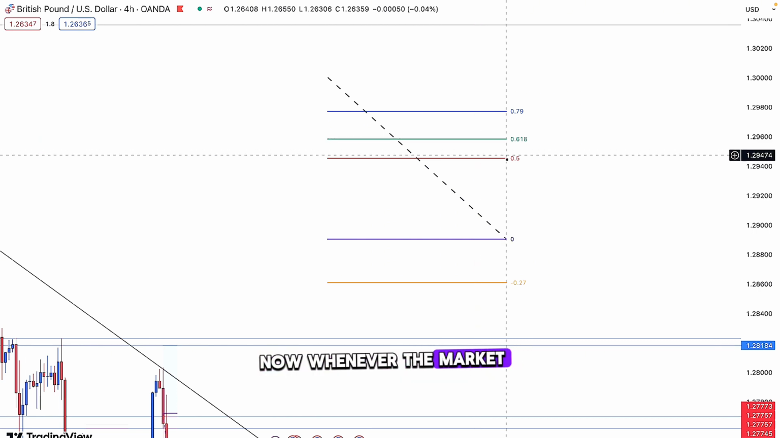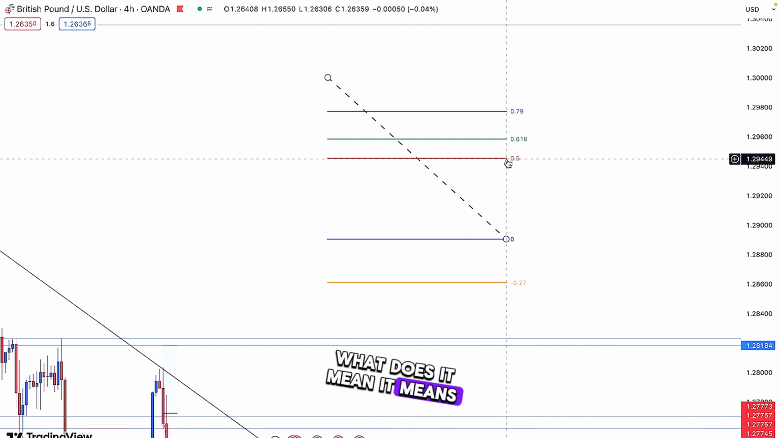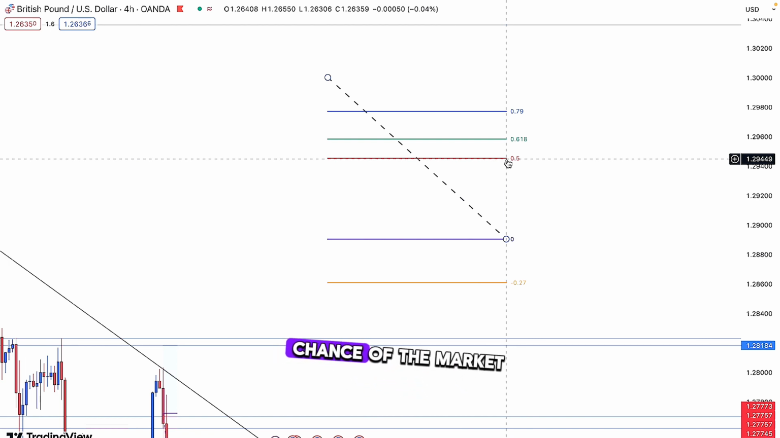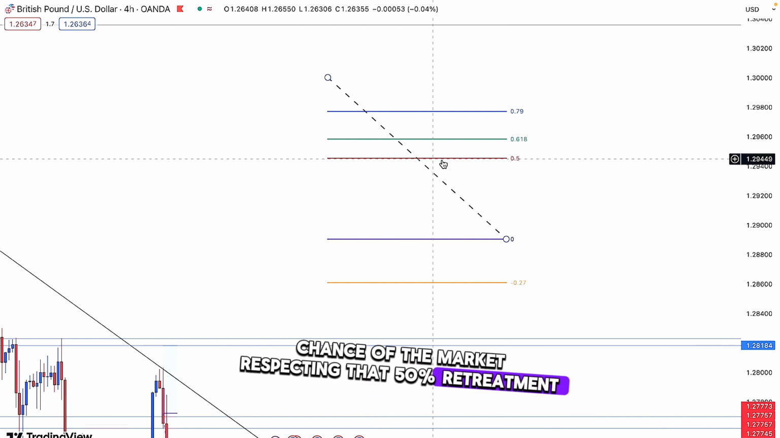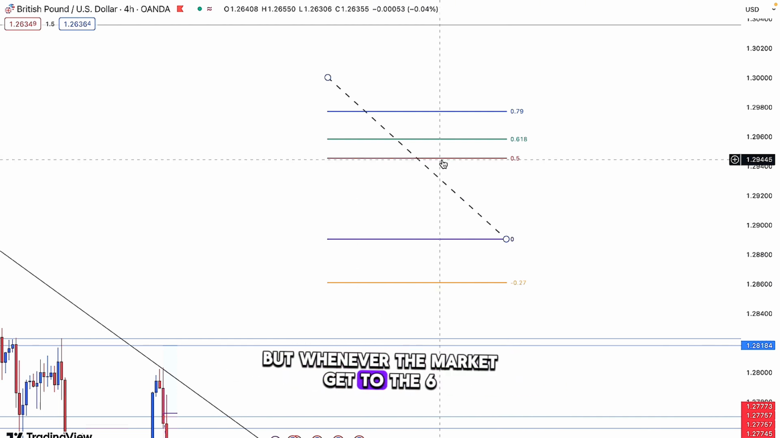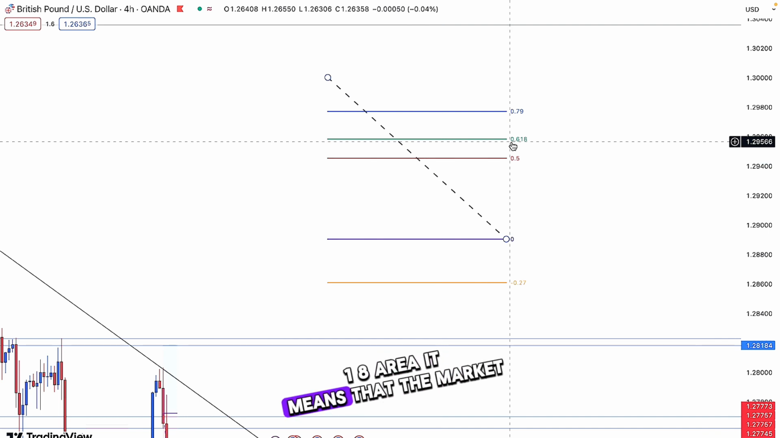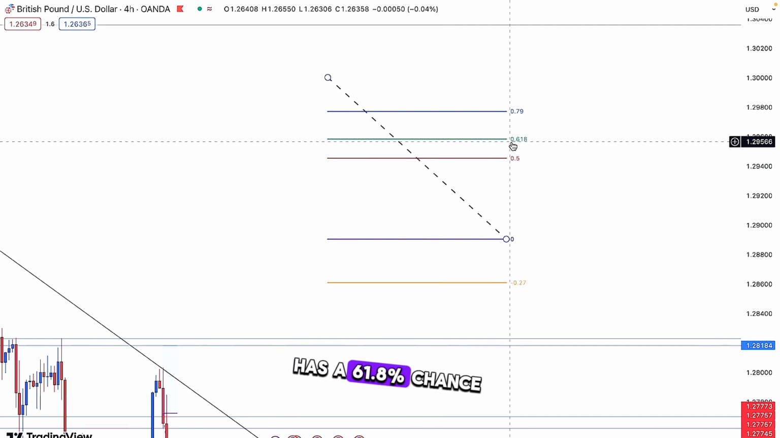Now, whenever the market gets to the 50 Fib, what does it mean? It means that we have a 50-50 chance of the market respecting that 50% retracement. But whenever the market gets to the 618 area, it means that the market has a 61.8% chance. Trust me, you already know what the 79 means. It means that if the market gets there, it has a 79% chance of happening.